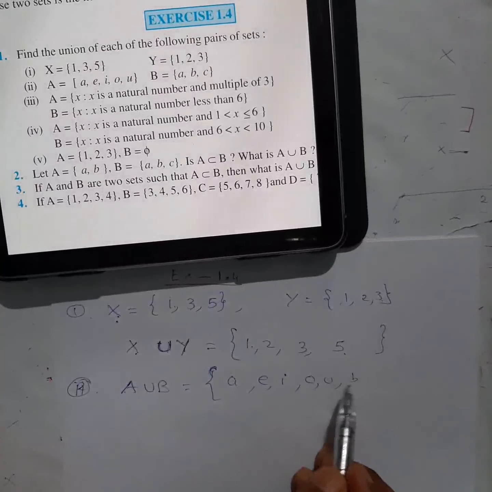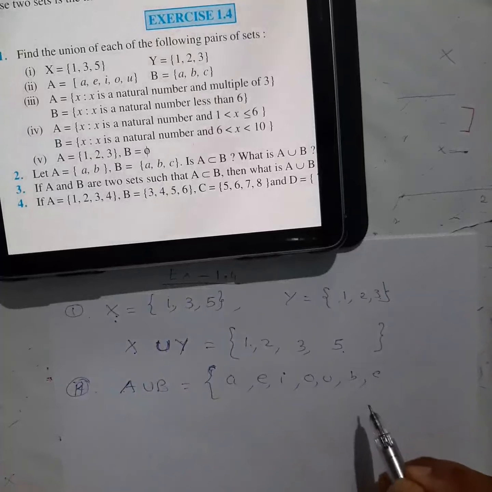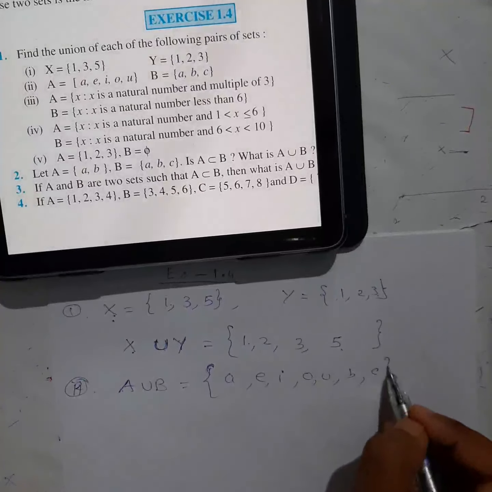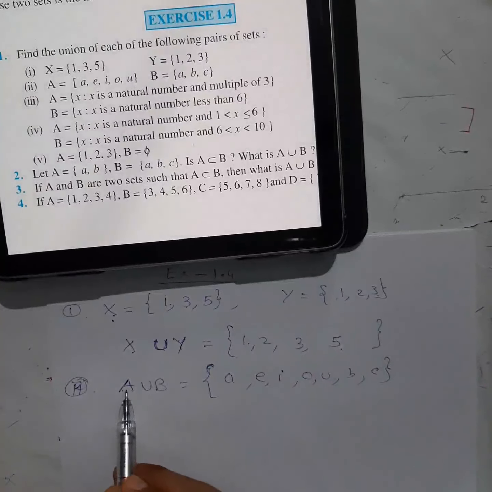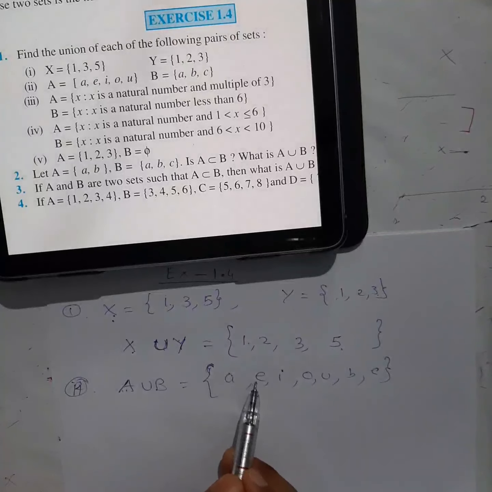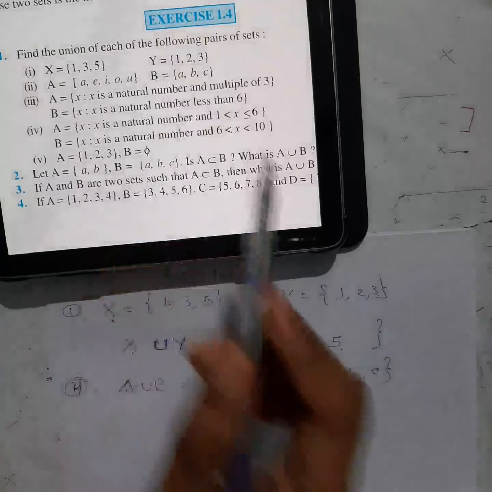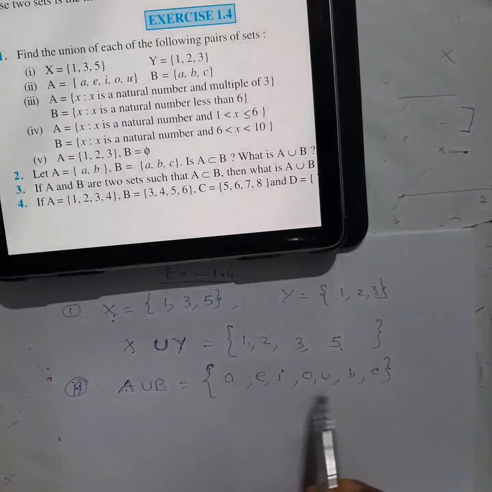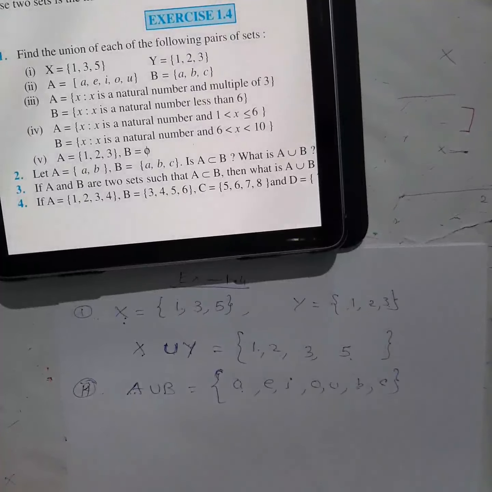Okay. A, B, C. C is not there in A, so C also you have to write. Okay. So I have written all the elements. Elements of A are there, A, E, I, O, U. Elements of B, A, B, C. A, B, C are also there. So the union we have written.